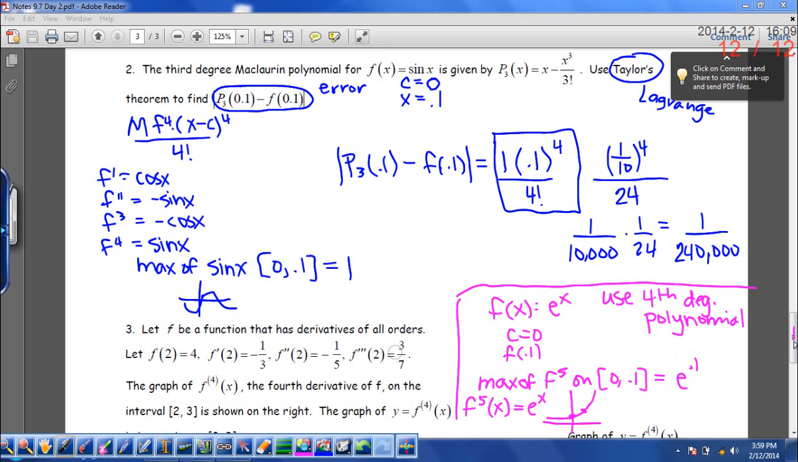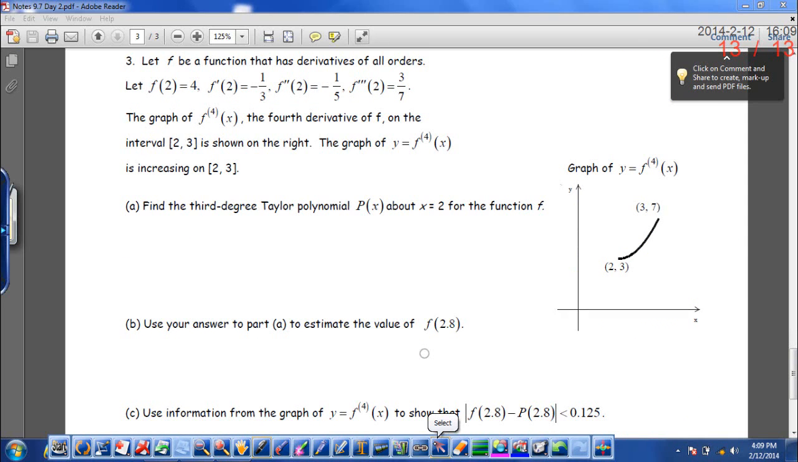Okay, let's look at the last example. Okay, so we've got a function that has derivatives of all orders. Once again, we're given the values of the derivatives at x equals 2. And then it tells us that the graph of f4 of x, the fourth derivative of f, on the interval between 2 and 3 is shown right here. Part A, find the third degree Taylor polynomial for p of x about x equals 2 for the function f.